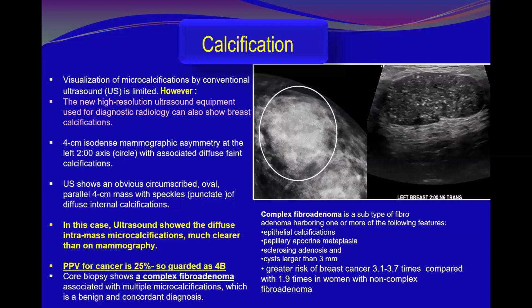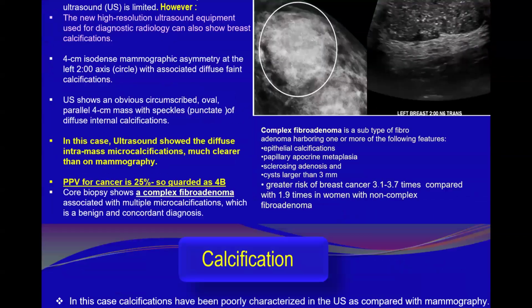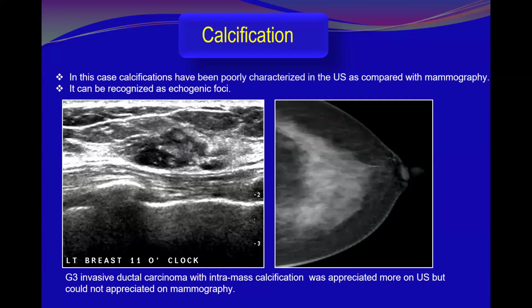The result was a complex fibroadenoma in this case. Though it is a benign calcification here, we have to know that complex fibroadenoma, although a benign mass, is considered a high-risk mass. It has a greater risk than non-complex fibroadenoma. The risk is about 3.1 to 3.7 times compared to 1.9 times for non-complex fibroadenoma.